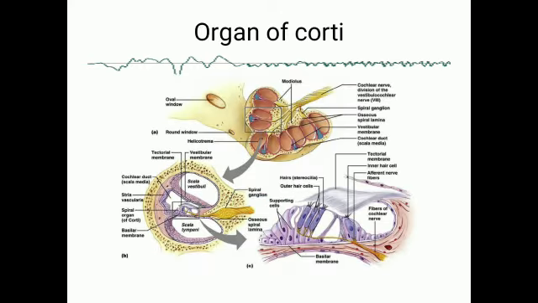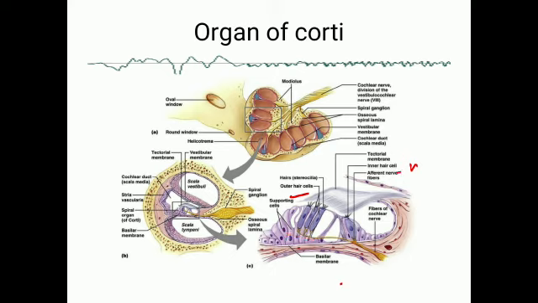So the organ of Corti is the principal sense organ for hearing. It is located in the scala media on the basilar membrane. So let us see the structure of the organ of Corti. The organ of Corti contains two groups of hair cells. You have the outer hair cells and you have the inner hair cells. Here the outer hair cells are in the purple color, and here the inner hair cells.